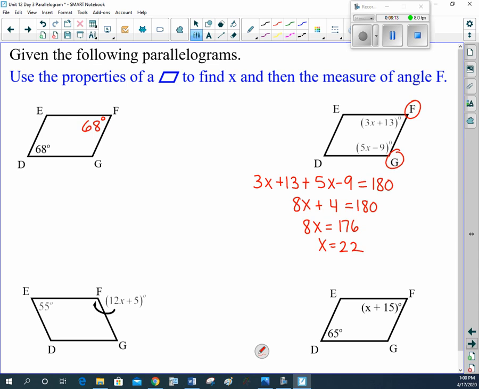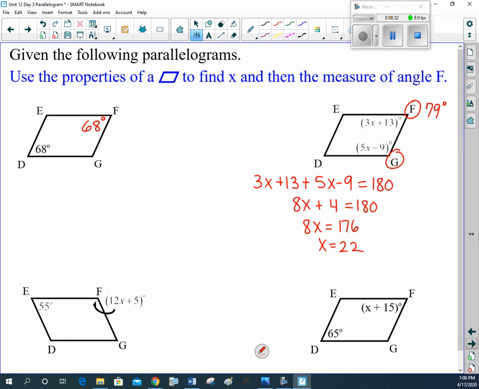And then we need to figure out what angle F is when we're done. So 3 times 22 plus 13 is 79 degrees. So angle F is 79 degrees.